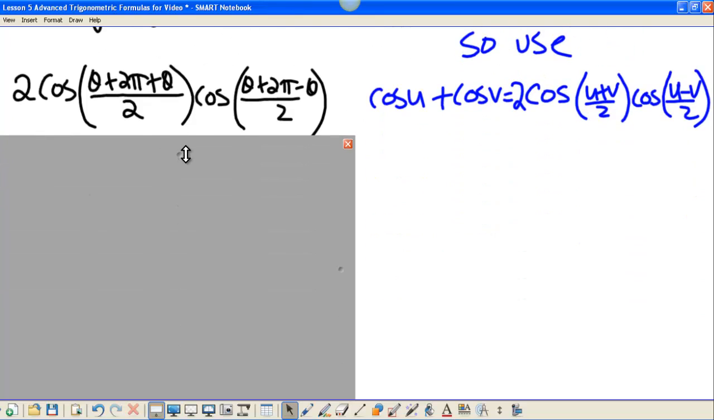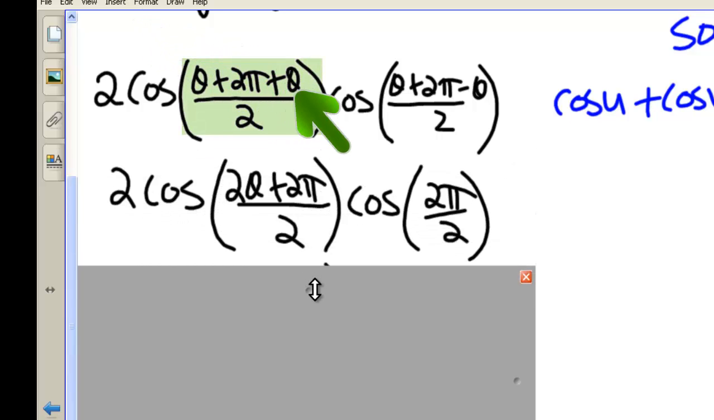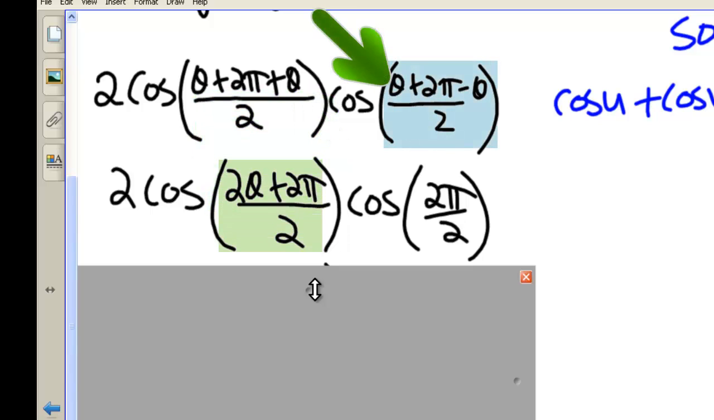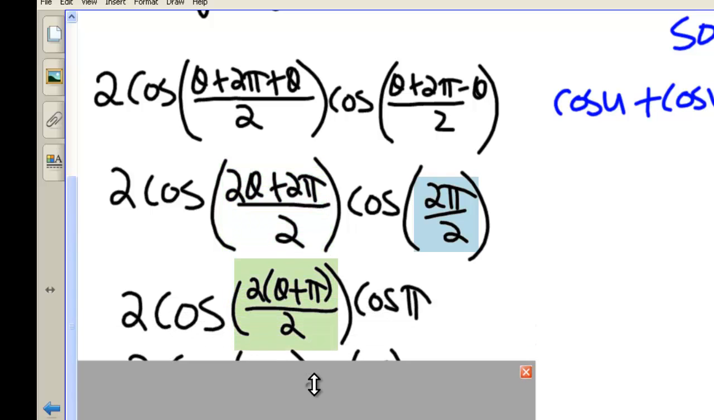The remaining part of this is just simplification. In the first cosine, I can combine the thetas, so I get 2 cosine of 2 theta plus 2 pi divided by 2. And then in the second angle of cosine, the thetas cancel, leaving me with 2 pi over 2. In the next step, I can factor a 2 out of the numerator of the first angle, and I can reduce 2 pi over 2 to pi.